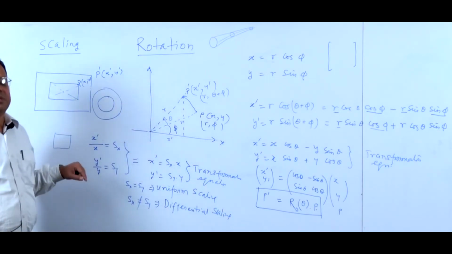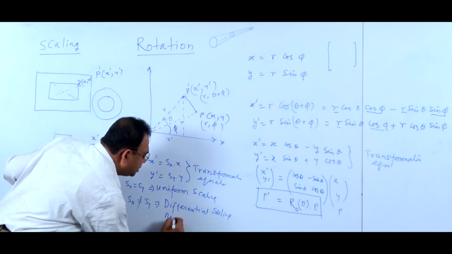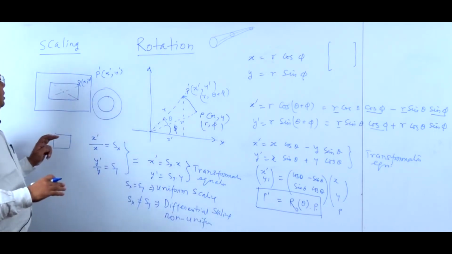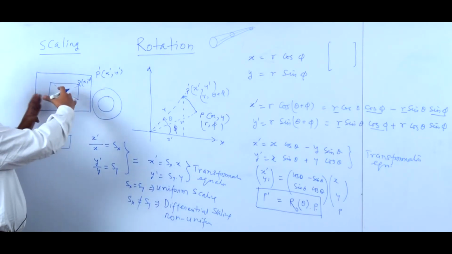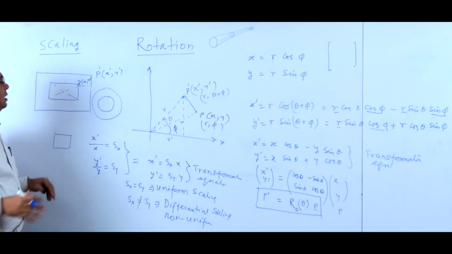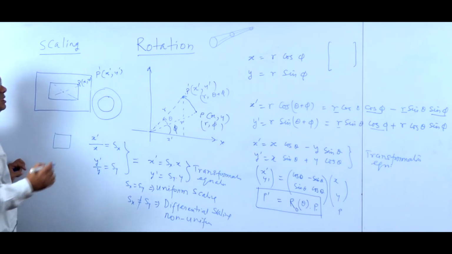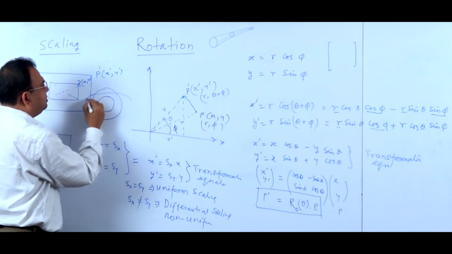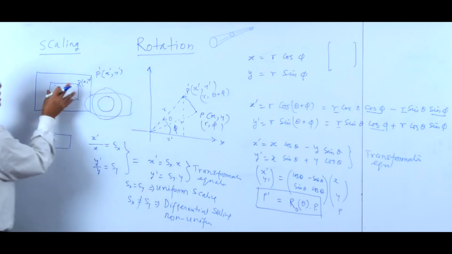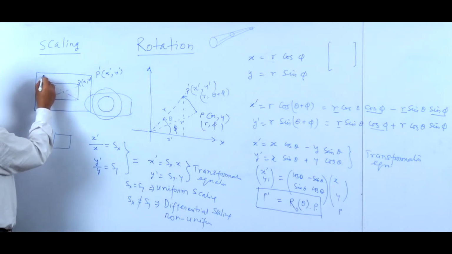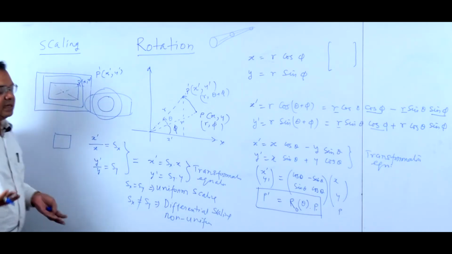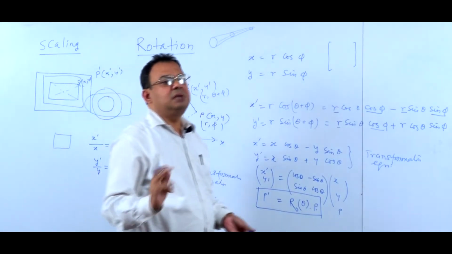Or non-uniform scaling. This is basically non-uniform scaling. In that case the size of the object changes as well as the shape of the object. Like if this is the initial object, after scaling it may happen that it becomes an ellipse. Initially it was a rectangle, after scaling it may happen it is a square. So, in that case size is changing as well as shape is changing.